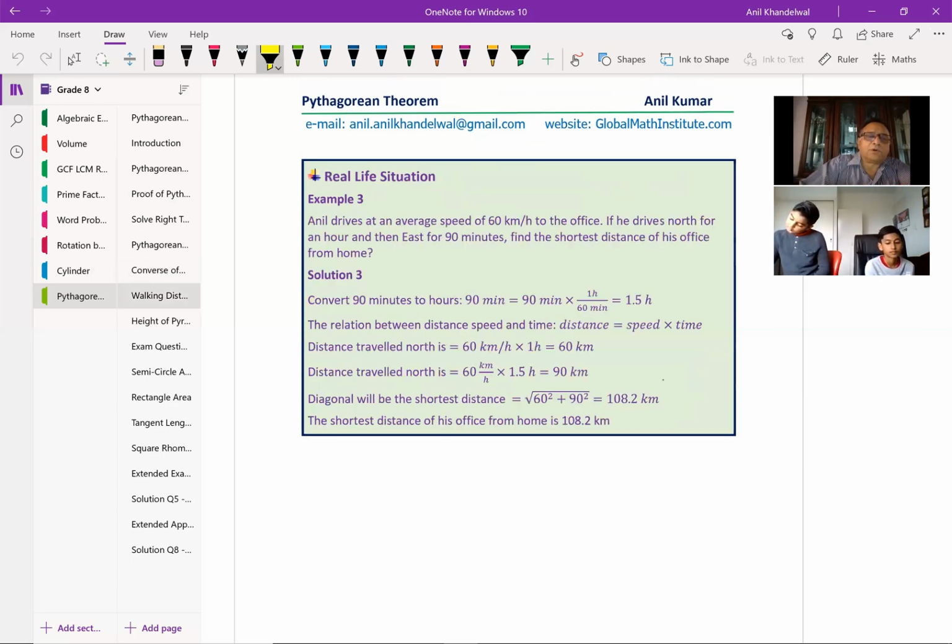Now here is a word problem. I would like you to read the question and then answer this particular question. Anil drives at an average speed of 60 kilometers an hour to the office. If he drives north for an hour and then east for 90 minutes, find the shortest distance of his office from home. How will you do it? Can you sketch a diagram for this?